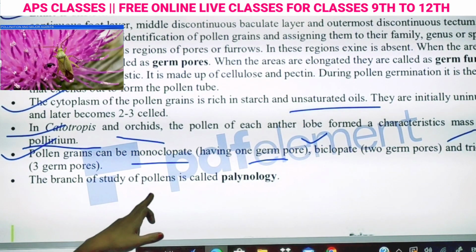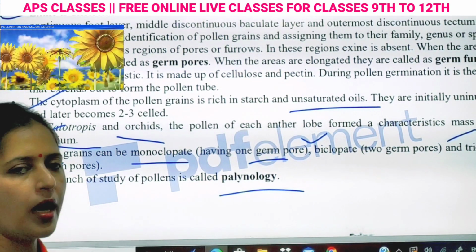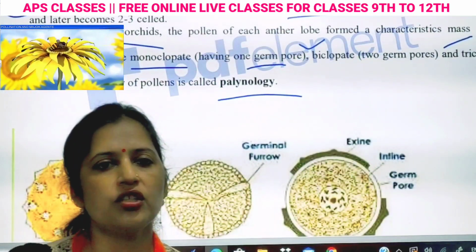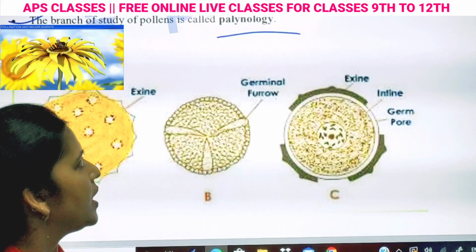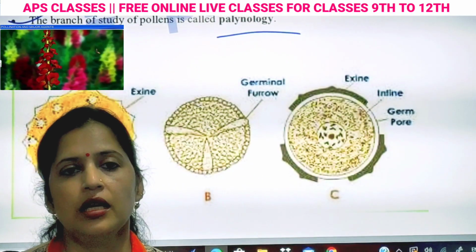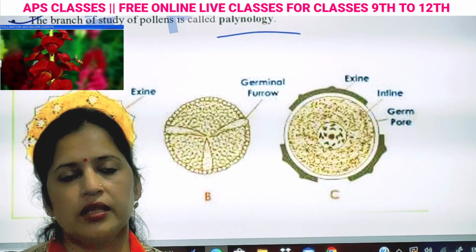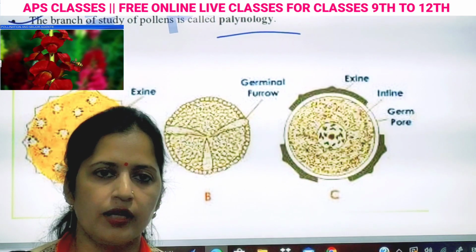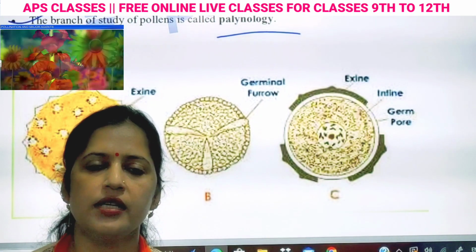The branch of study of pollens is called palynology. जो branch है हमारी study किस चीज की? Pollens की, that is known as palynology. So this is all about the pollen germination that takes place in the flower, and the next topics to be covered in the next lecture.